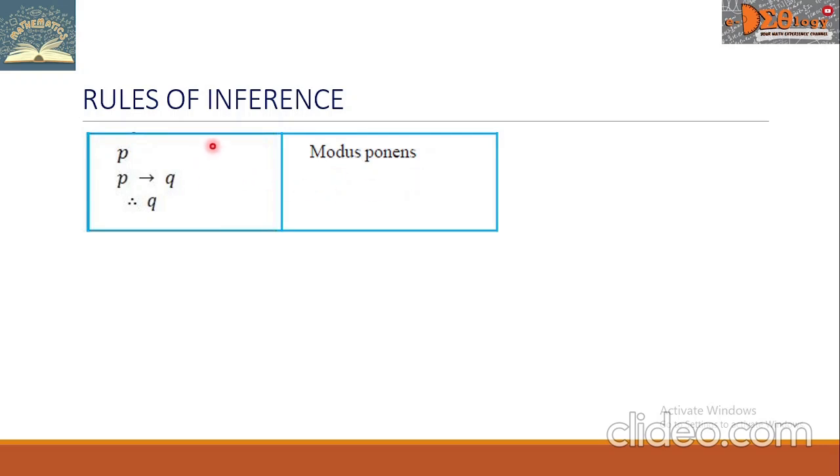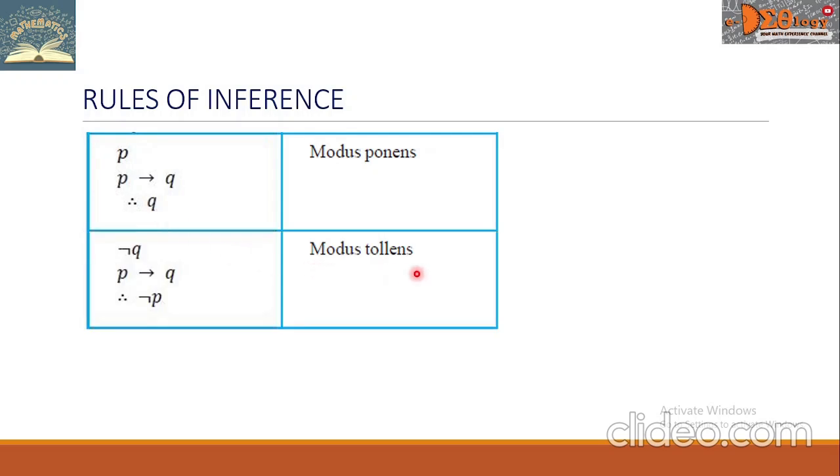Here we have two premises followed by the conclusion. First premise is P. Second premise, P implies Q. And the conclusion, Q. Next is modus tollens.